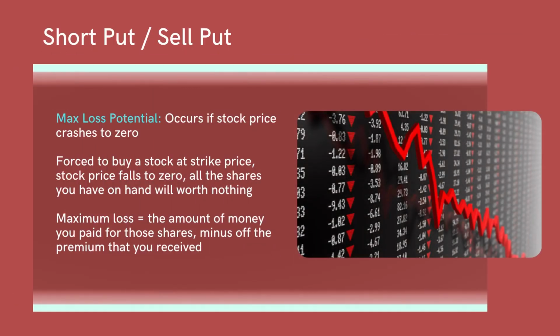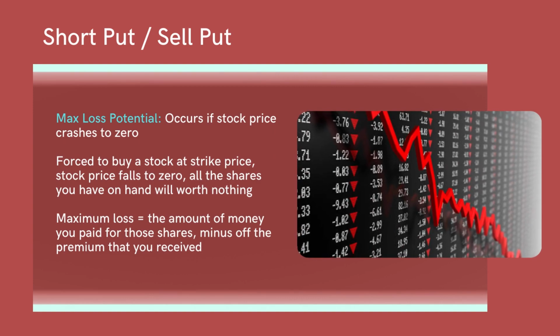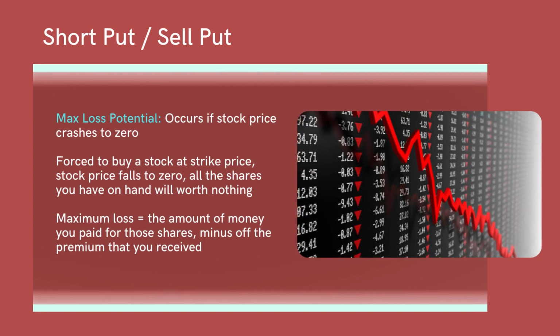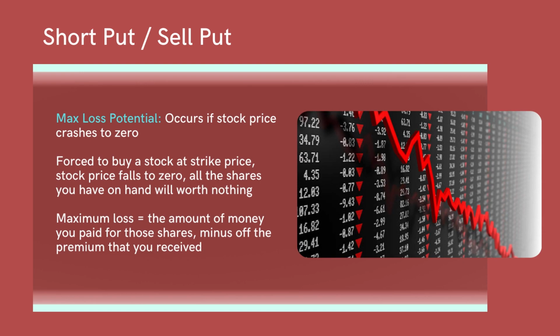Meanwhile, the maximum loss for the short put strategy occurs if the stock price crashes to zero. In other words, you are being forced to buy the stock at a certain strike price, then the stock price falls to zero, so all the shares you have on hand will be worth nothing. And therefore, the maximum loss would be the amount of money you fork out to pay for those shares, minus off the premium that you receive at the start.